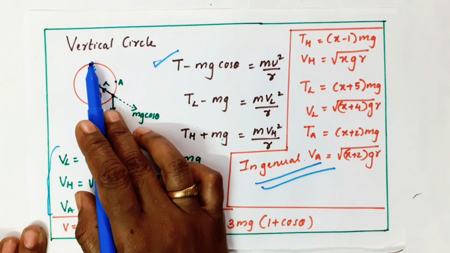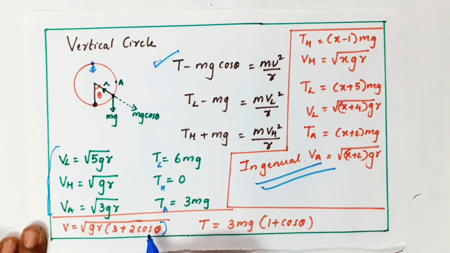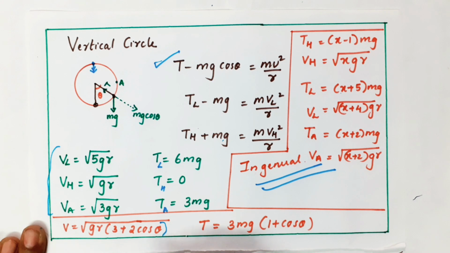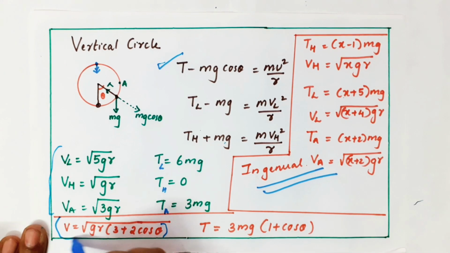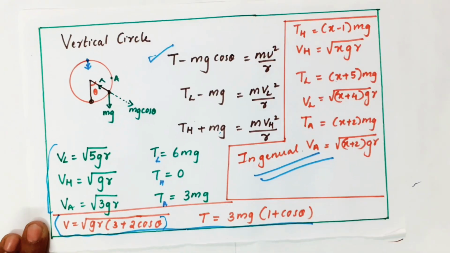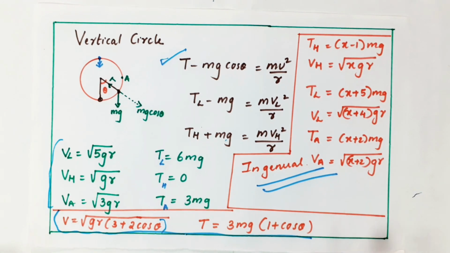If it is at the top point, we know that cos 180 is minus 1. So 3 minus 2, it will be 1. Here 1 minus 1 will come, so it will be 0. So you will get the same relation. If you know this equation, you can find the velocity and tension at any point. So I'll repeat: root over gr into 3 plus 2 cos theta for velocity, and T equals 3 mg into 1 plus cos theta for the tension at any point.